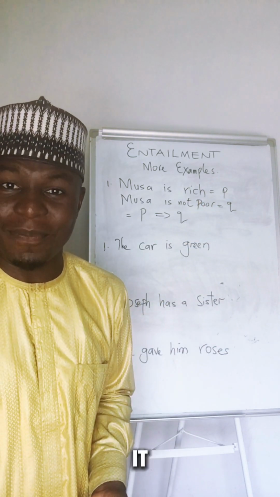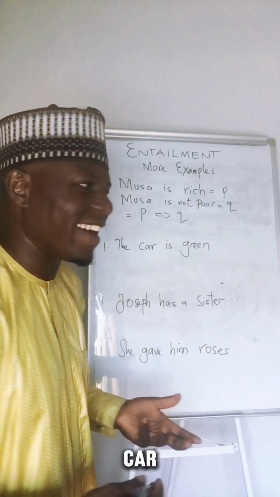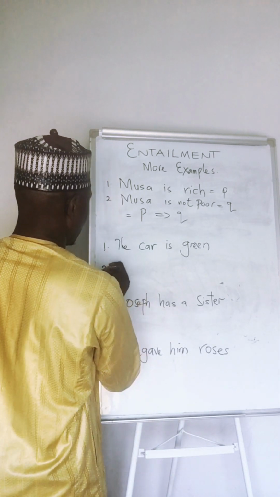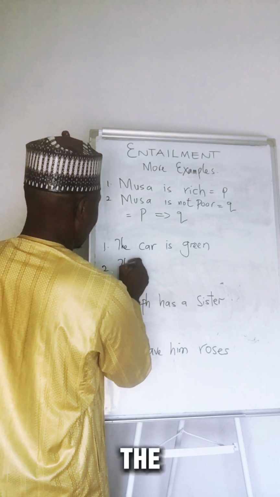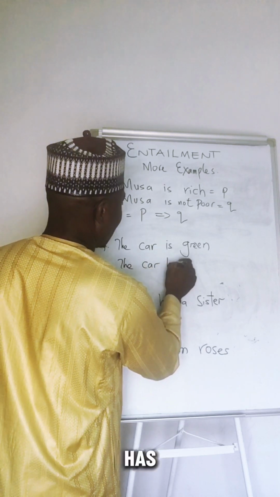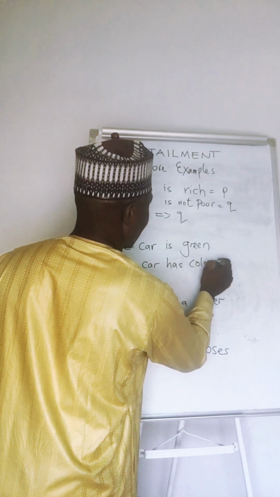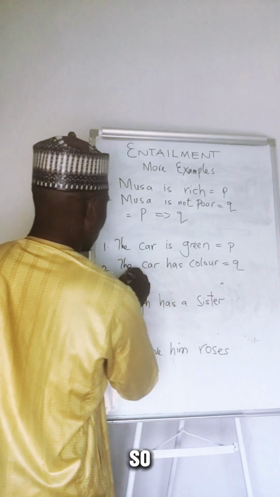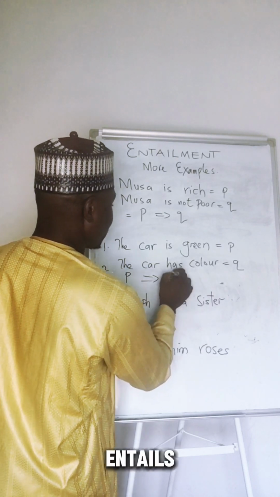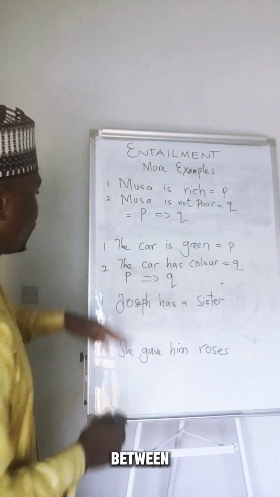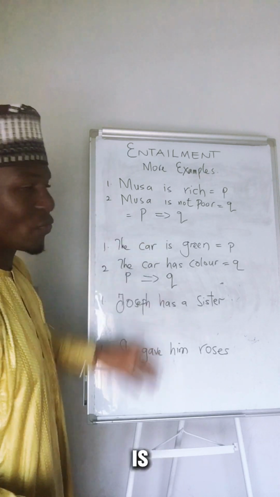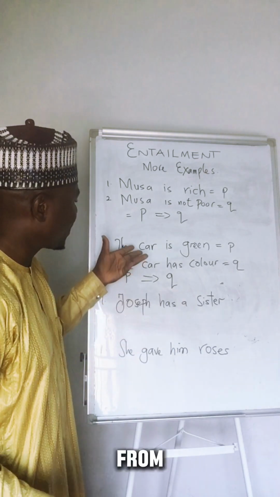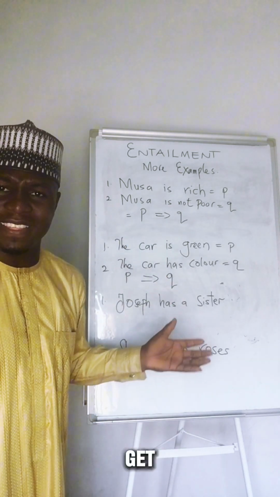If we say the car is green, it means the car is not colorless. The car is colored, definitely. So this is 2. The entailment is the car has color, which is equal to Q. The car is green is equal to P. So one can say that P entails Q. When someone says the car is green, it entails the car has color. Definitely, the car is not colorless. It is from the same statement that we get these entailments.